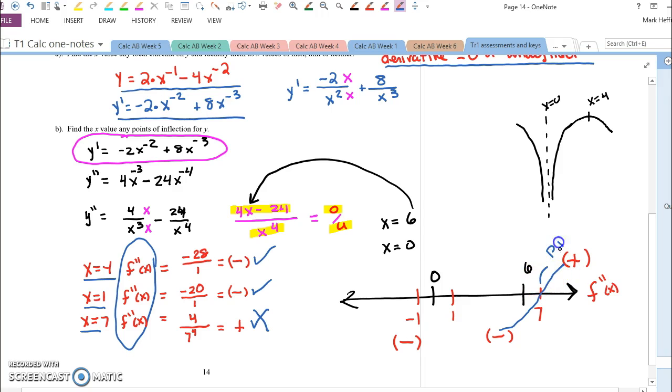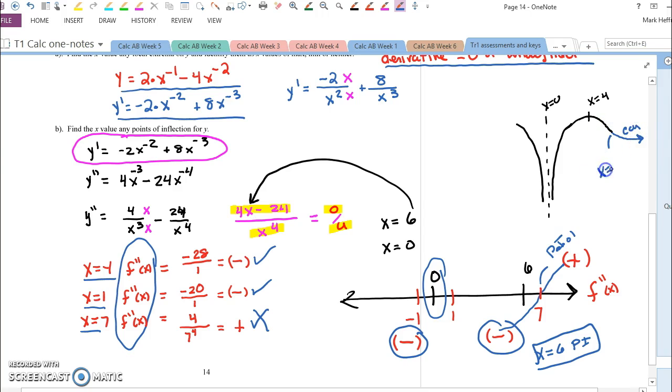This is therefore where I have my point of inflection at x equals 6. So final answer, x equals 6, and only 6 is a point of inflection, because there was no sign change at 0. I was negative and negative. And so what that would mean is my graph would look something like this. I'd have a maximum, and then I would change from concave down to concave up, right at x equals 6. This would continue on this way, and that's something like what your graph would look like.